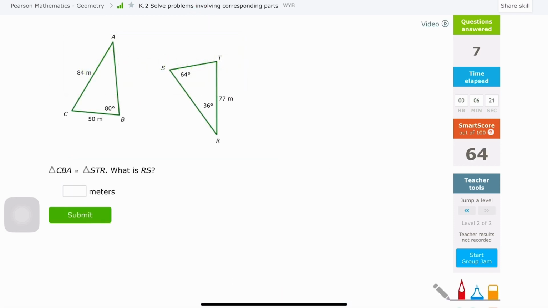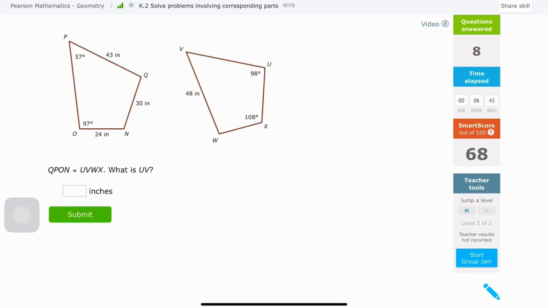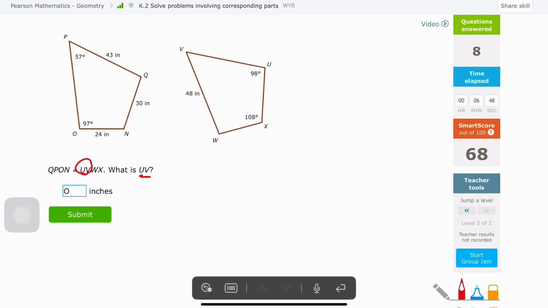That's it. Now we have our next example, CBA congruent to STR, and we are looking for RS. So R and S, first and third letter, it should be congruent to CA. What is the measurement of CA from our shape? It is 84. Now we are asked to find UV. So UV is congruent to QP. What's the measurement of QP from the shape? QP is this part, which is 43. I'm sorry, I accidentally clicked 0.